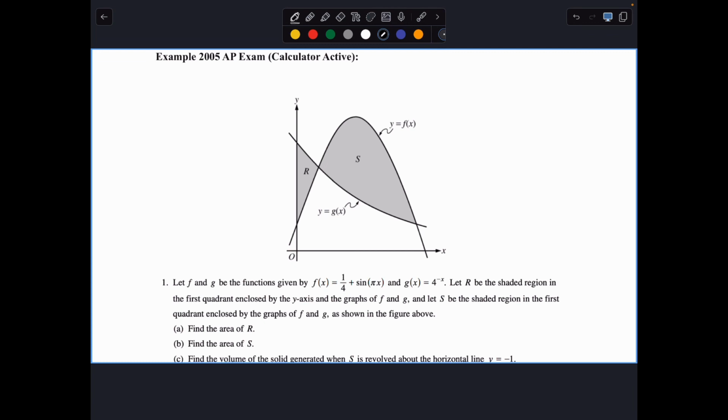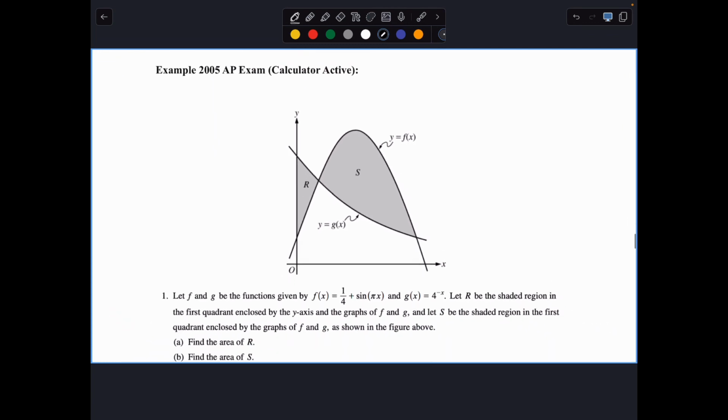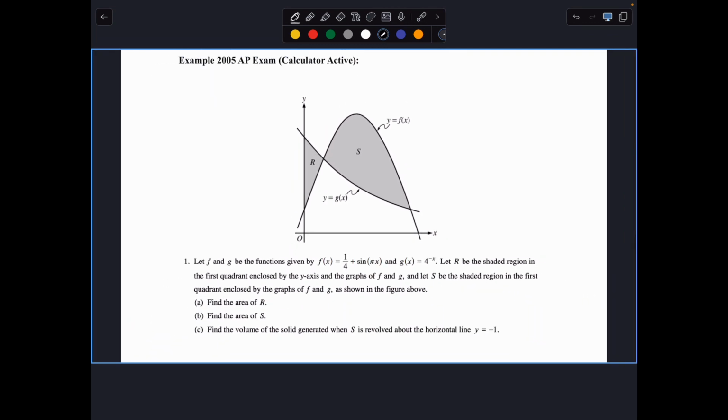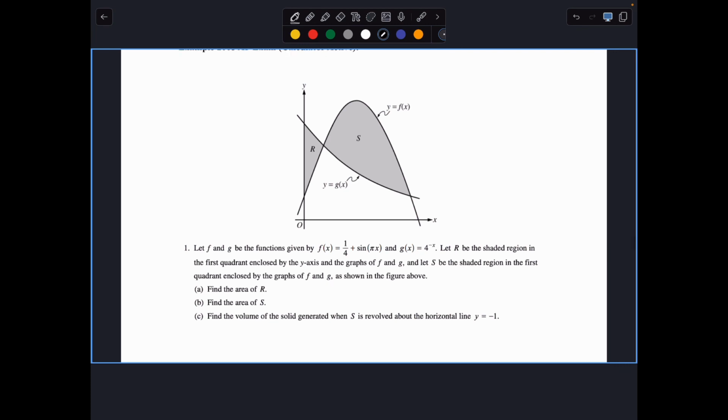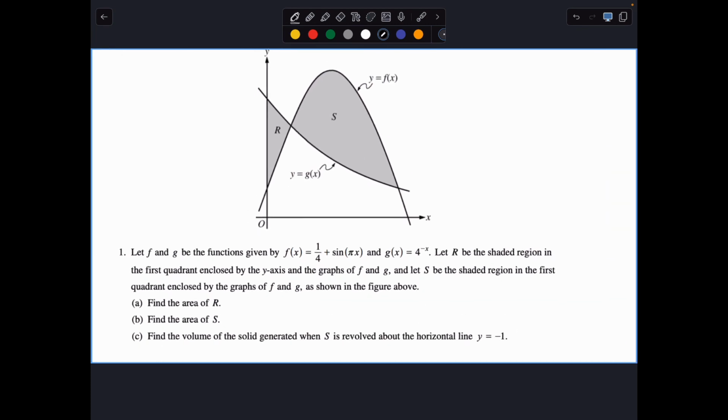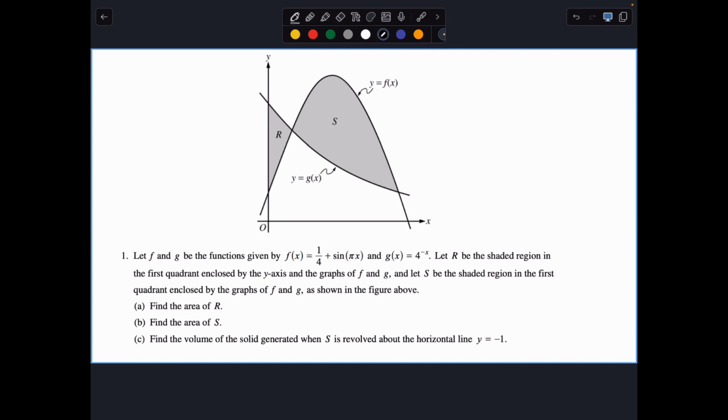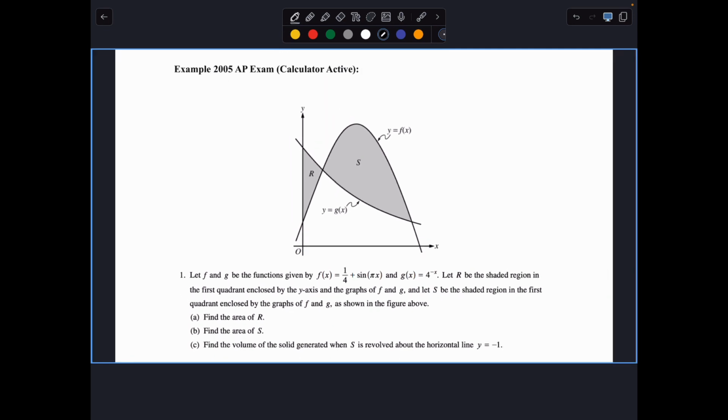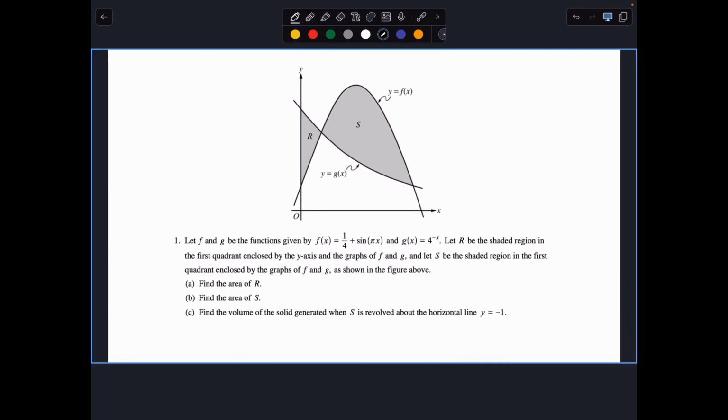2005 AP exam. I was a junior in high school, but I did not take this exam. Calculator active question. You should give us the exam that you took. I did not take an AP calculus exam in high school. Okay, so calculator active. So everyone has their calculators out?